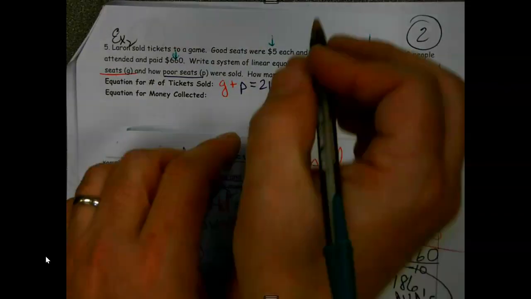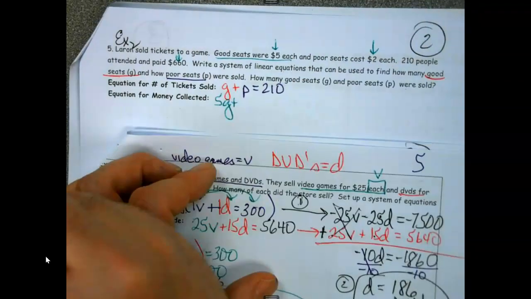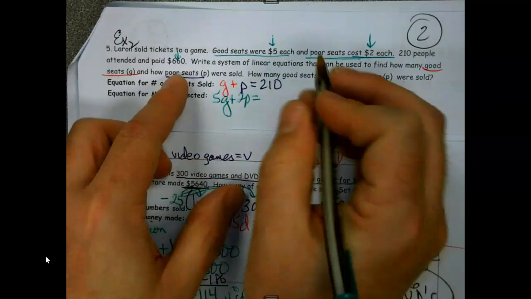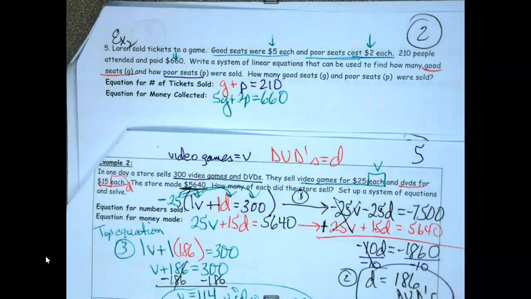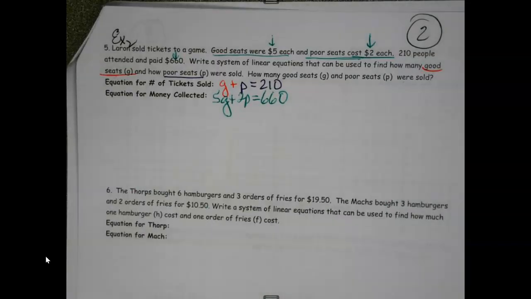So I look and I go, okay, so good seats were 5, 5G. Poor seats were 2, 2P. And we paid $660. All the money together, all the non-money together. And then I'm going to have to multiply my top equation like we did here and go about my business and do my solving. So you kind of can start to see where I'm going with this, what I'm trying to see. So let's do one more.